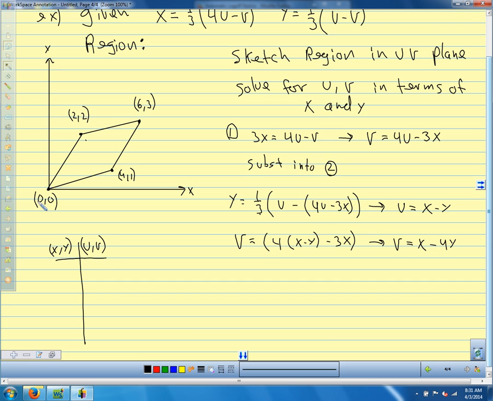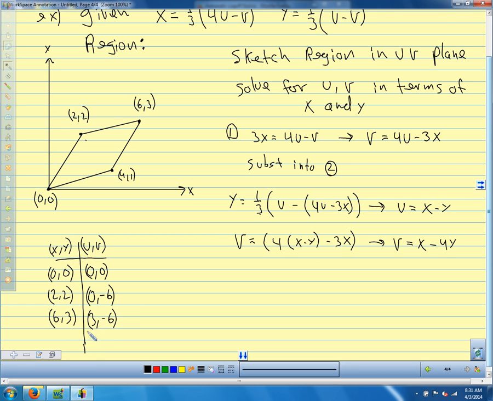So I'm going to substitute my vertices in. At 0, 0, when I substitute these into these two equations, I get the vertex in the uv plane is 0, 0. When I substitute in the point 2, 2, I get the vertex in my uv plane for that particular one is 0, negative 6. When I substitute in 6, 3, for my new vertex in the uv plane, I get 3, negative 6.